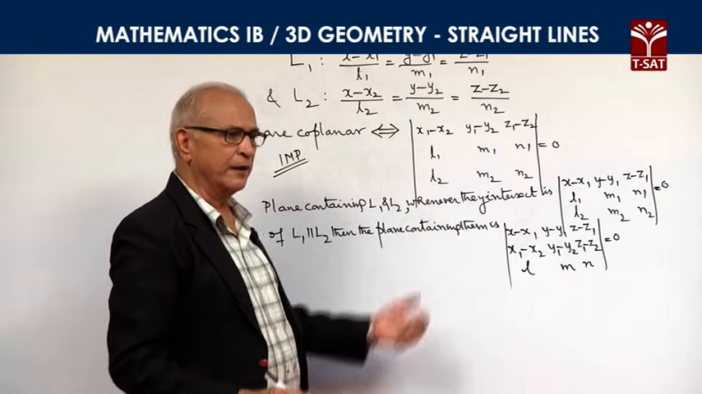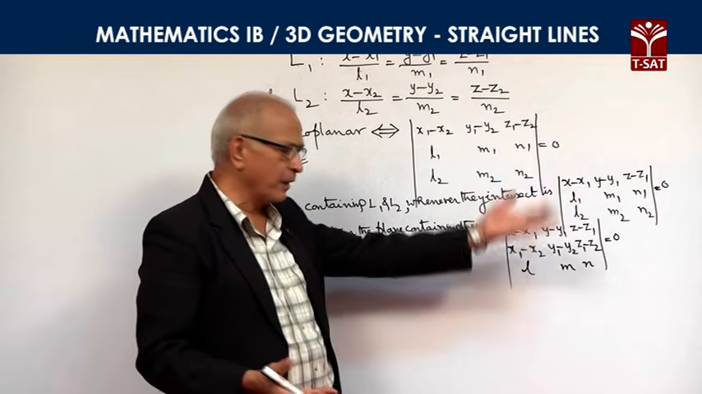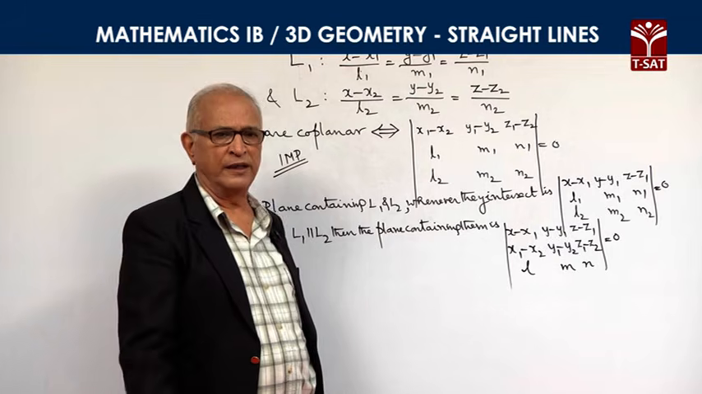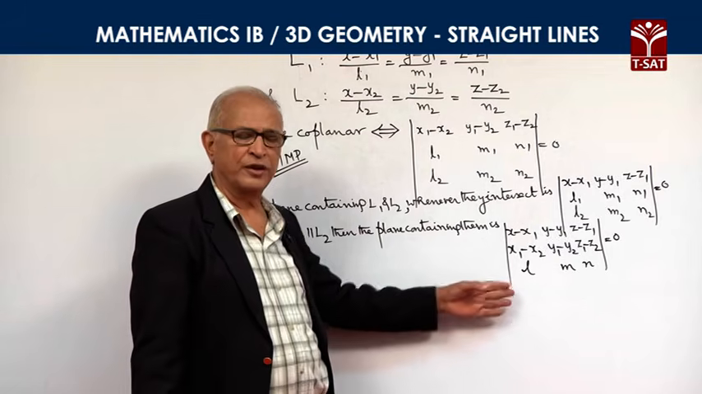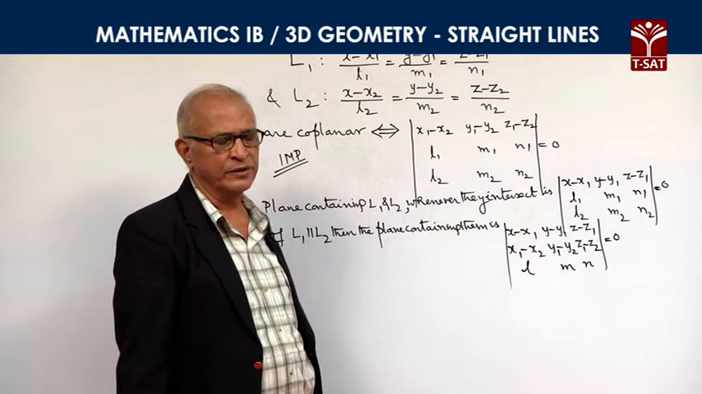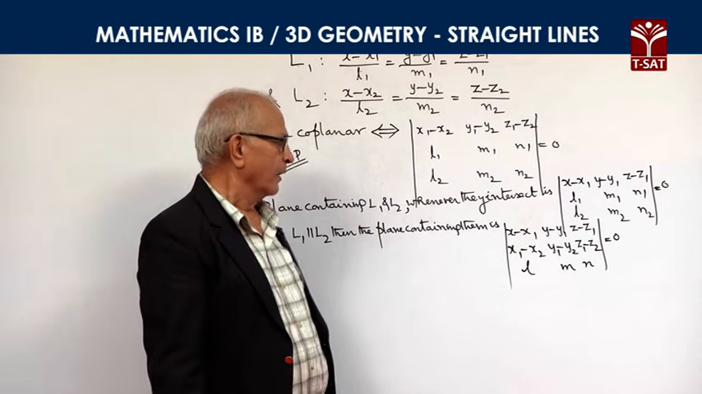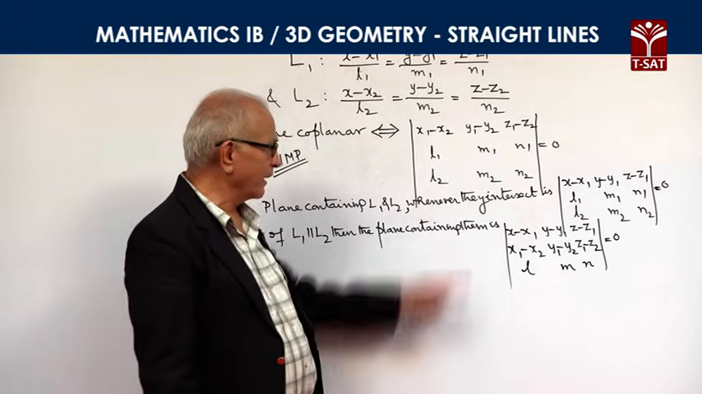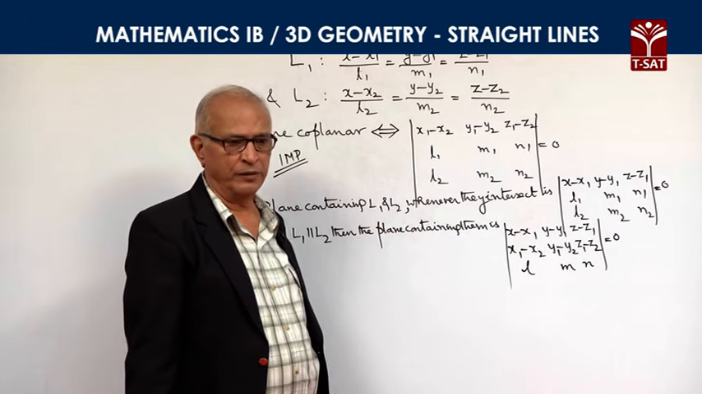What are l, m, n? l, m, n are the direction numbers of either L1 or L2. Because the lines are parallel, the same triad of numbers can be used as the direction numbers of either L1 or L2. So that's the equation of the plane containing the two parallel lines whenever the lines are coplanar. Whenever the lines are intersecting, the earlier one is the equation. Very important observation. One should be careful in following these two.